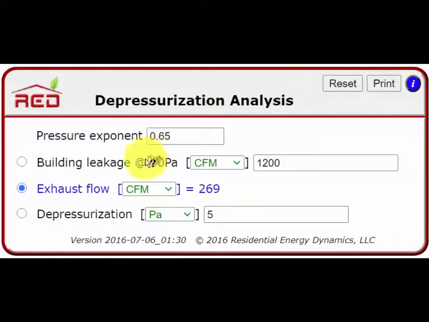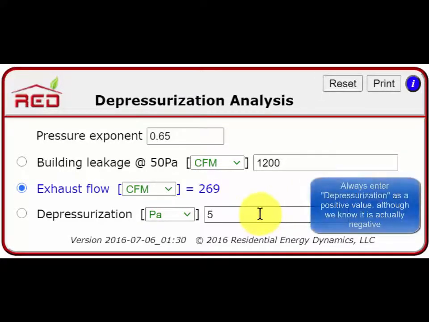For a final example, we are solving for exhaust flow. I've entered the building leakage at 50 pascals, the CFM 50, at a reasonable level of 1200 CFM 50. That's a fairly tight house.